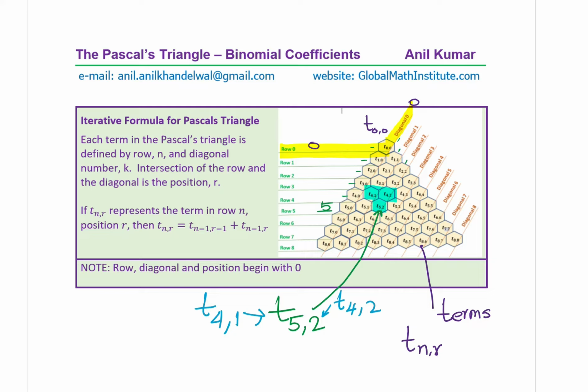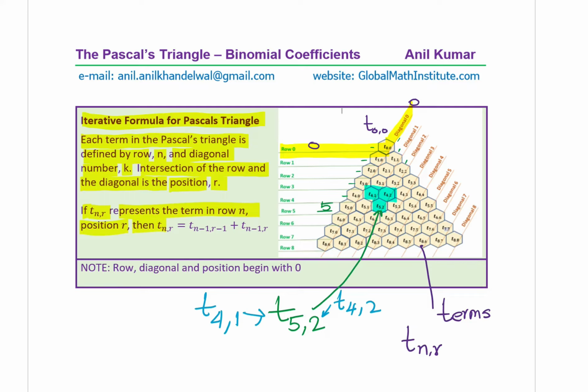Now let's look into what is written here. Iterative formula for Pascal's triangle. So this formula, which I just showed you, can be followed and repeated, and therefore we call it the iterative formula. Each term in the Pascal's triangle is defined by row n and the diagonal number r. Intersection of the row and the diagonal number is the position r, right? So term number T n, r. Now, if T n, r represents the term in row n and position r, then T n, r will be what?